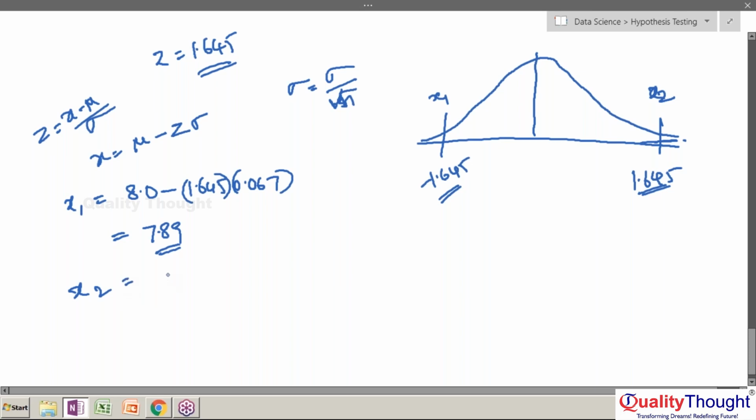So now tell me, 8.0 plus 1.645. Why plus? Because this is plus or minus, right or wrong? Plus or minus 1.645 into 0.067. So how much is the value? 8.11. Got it? 8.11 and 7.89.